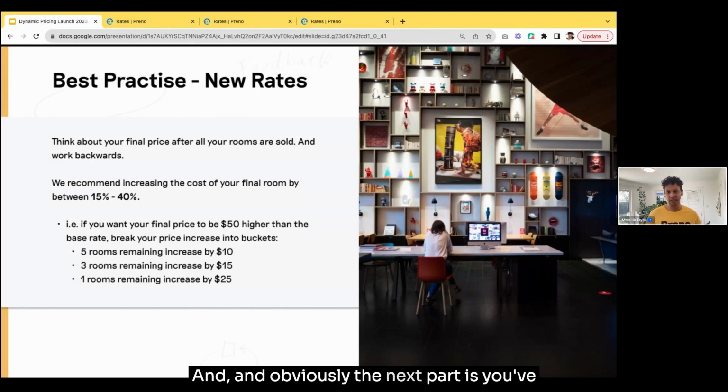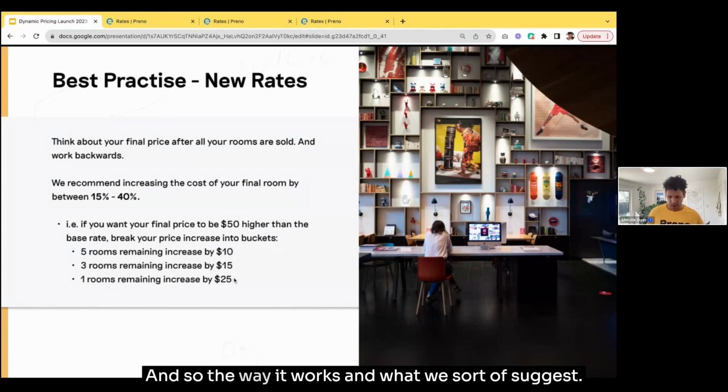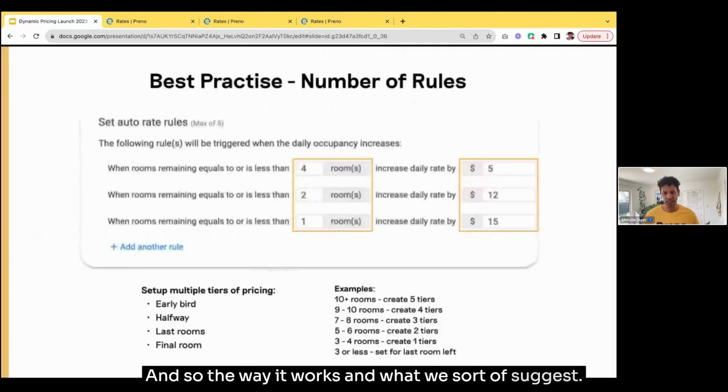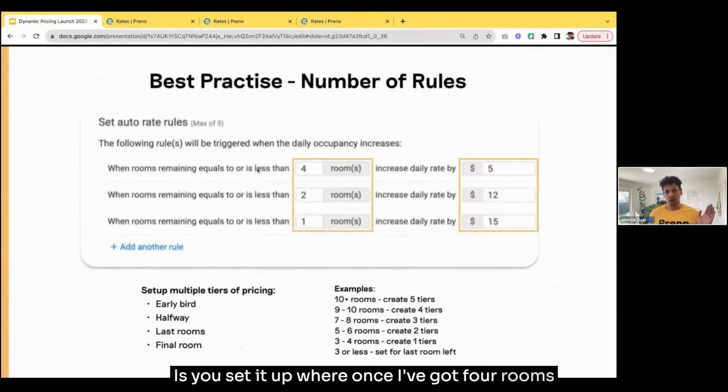And obviously the next part is, okay, I'm going to increase my final rate of my property by $50, and then you want to break that down into smaller segments. I gave an example here of $10, $15, and $25. The way it works, and what we suggest, is you set it up where once I've got 4 rooms remaining, you increase it by a smaller amount. Then once I've got 2 rooms remaining, $12. And then when I've got 1 room remaining, increase it by the highest amount.